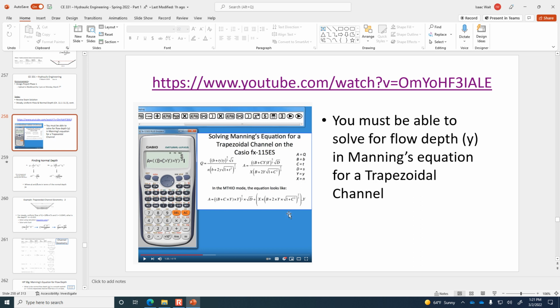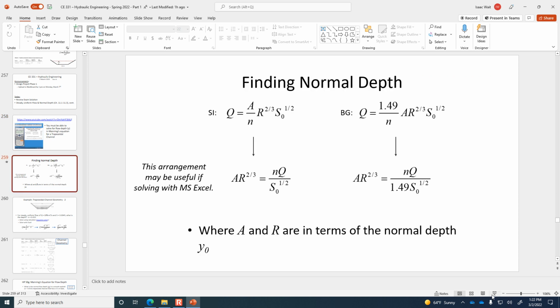But let me just put it this way. It's something that's not going away, so you can't outwait having to learn how to do this on your calculator. You need to be able to solve for the unknown flow depth using a calculator for a trapezoidal channel with Manning's equation. So we'll do an example of it today using the spreadsheet, but you also need to be able to do it with a calculator.